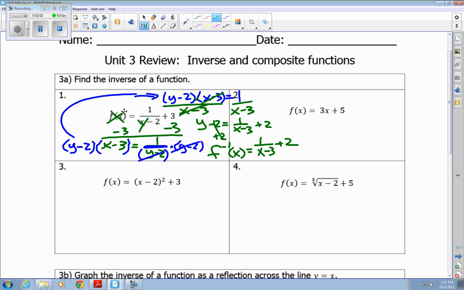The 2 and the 3 don't go together. You have divided by x minus 3. The x minus 3 is together. The 2 is on the outside. So there's the answer for number 1. Moving on to number 2.